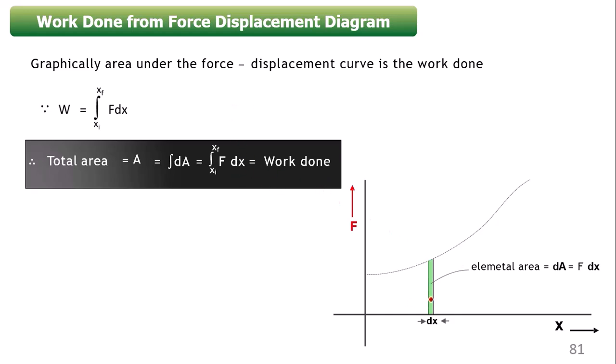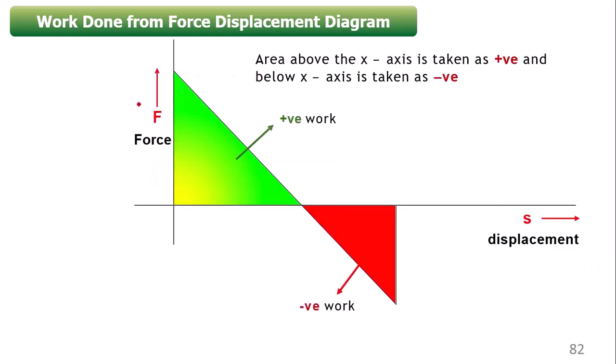So the element area dA is equal to F into dx. If I integrate it, we get the total work done. So graphically, the area under the force displacement diagram is the work. The total area you have to calculate. Now, whenever I am calculating the area, it might be positive or it may be negative.